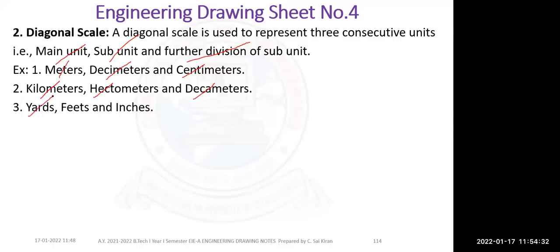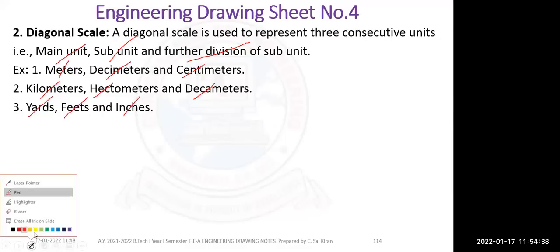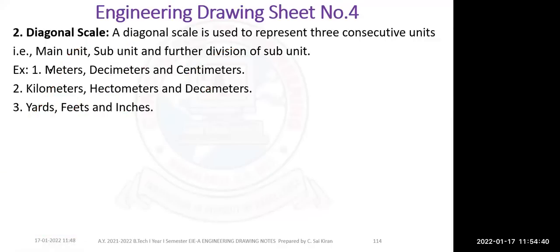Next will be yards. Yards are divided into feet, and feet are divided into inches. So like this you will be making consecutive units. So this is the main unit. In the plane scale, you can directly divide meters into decimeters. But in this diagonal scale, we have to divide the decimeter again into 10 equal parts.